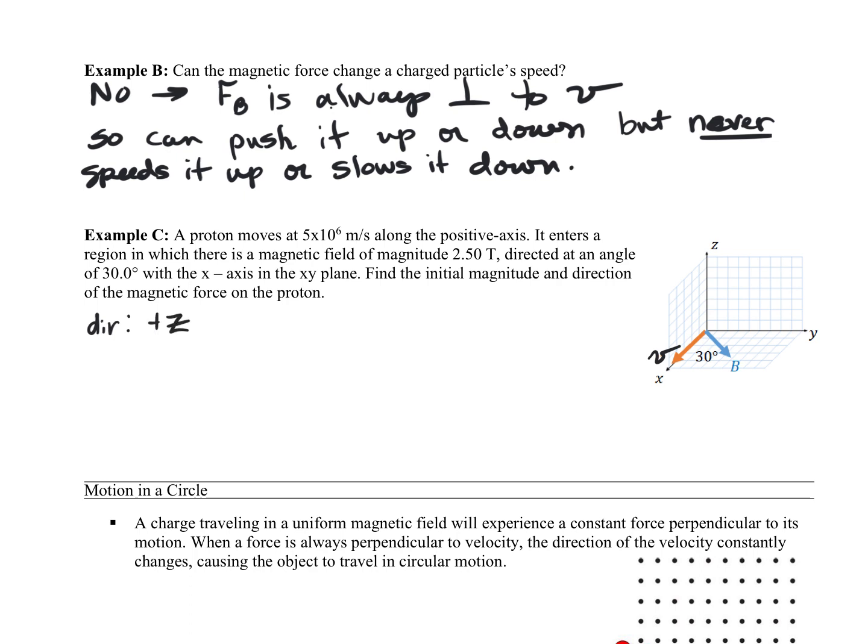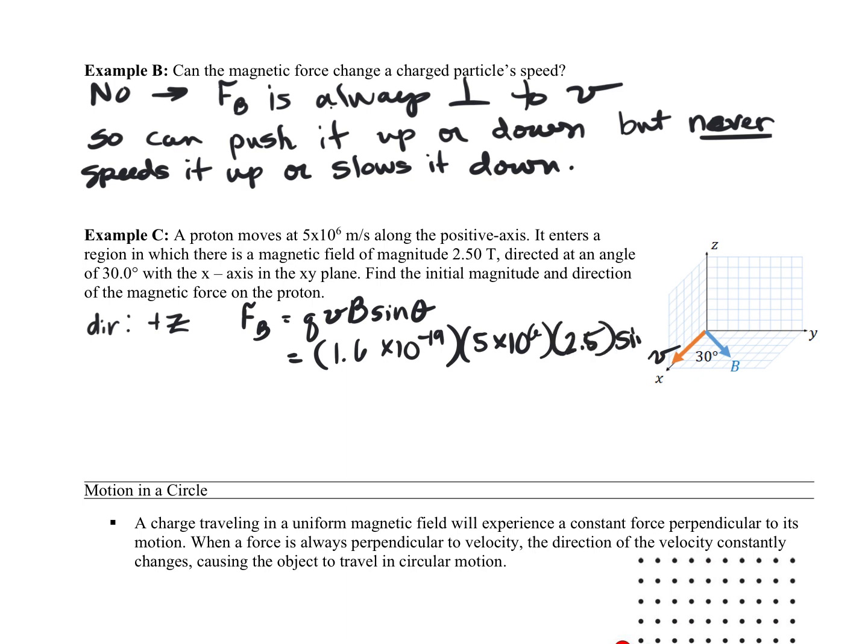Okay, now we've got to find the magnitude. Magnitude's just the formula. F sub B is Q V B sine theta, isn't it? Well, what is the charge of a proton? This is on your formula sheet, 1.6 times 10 to the negative 19th coulombs. V, velocity, is 5 times 10 to the 6th. B is 2.5 Teslas, and then the sine of 30 degrees. And it's just a math problem at that point.